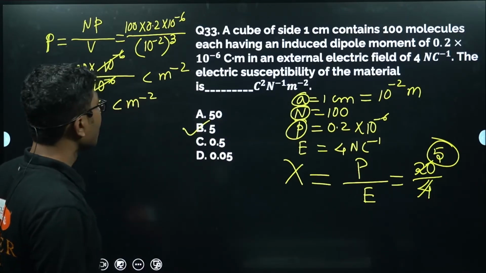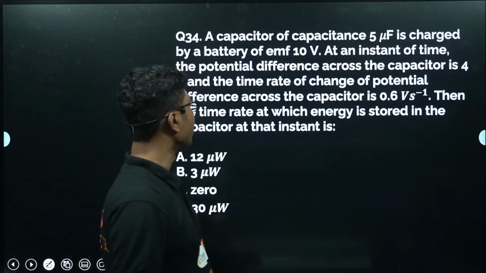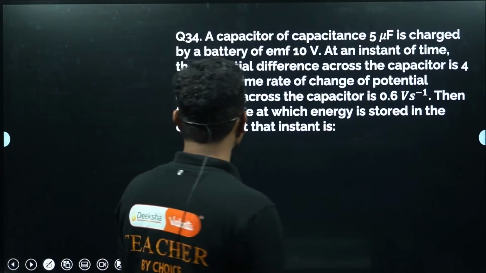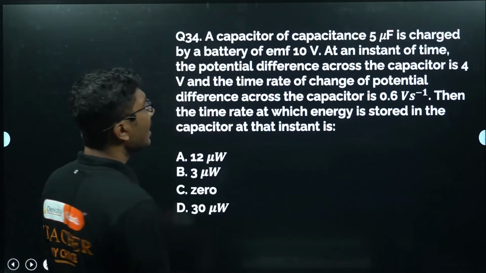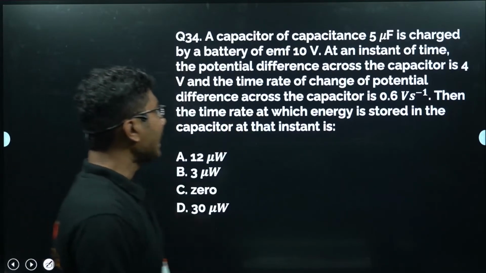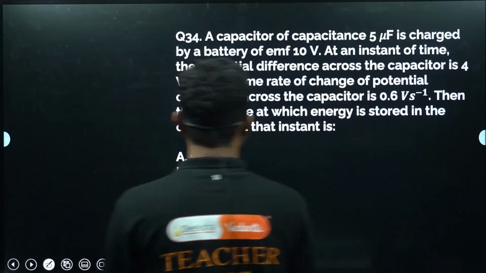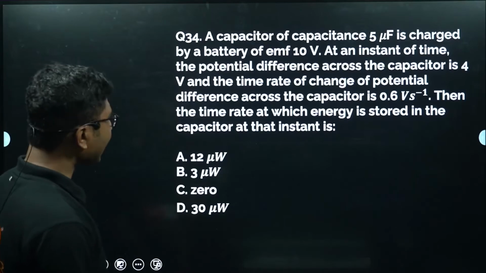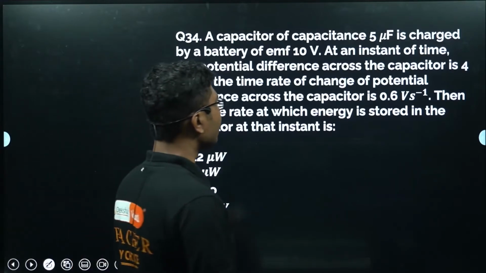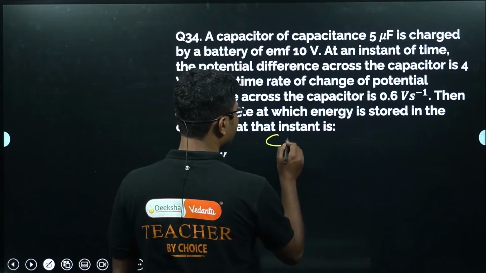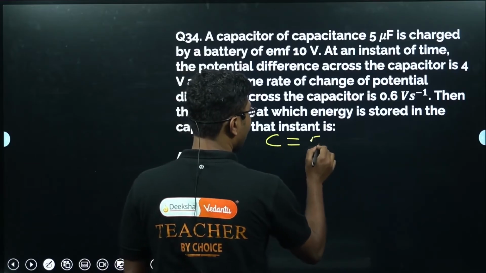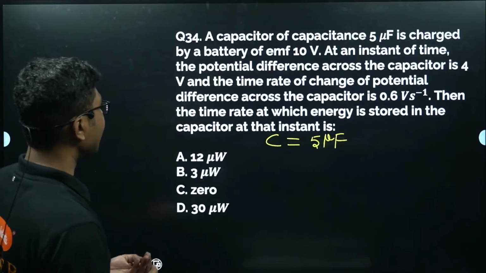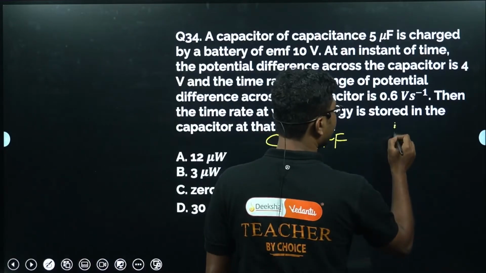Now move on to question number 34. A capacitor of capacitance 5 microfarad is charged by a battery of EMF 10 volt. At an instant of time, the potential difference across the capacitor is 4 volt, and at that time the rate of change of potential. So what are all the options given? Capacitance is 5 microfarad. By the battery of EMF, the EMF of the battery is given.